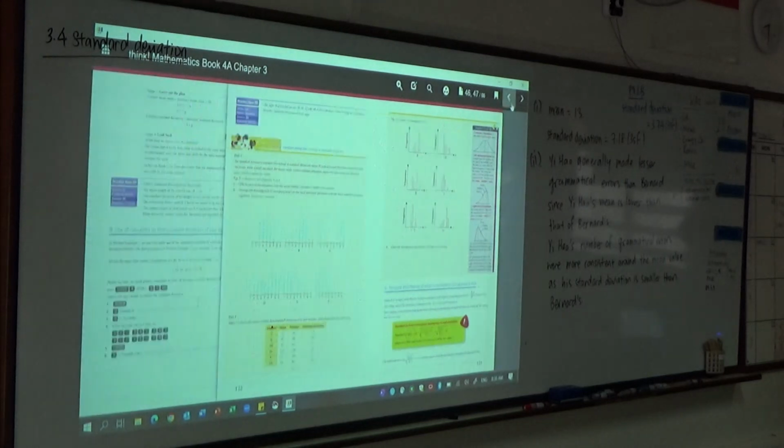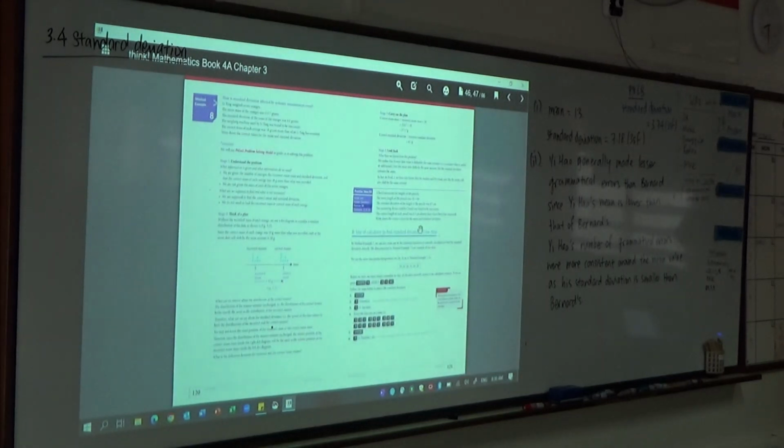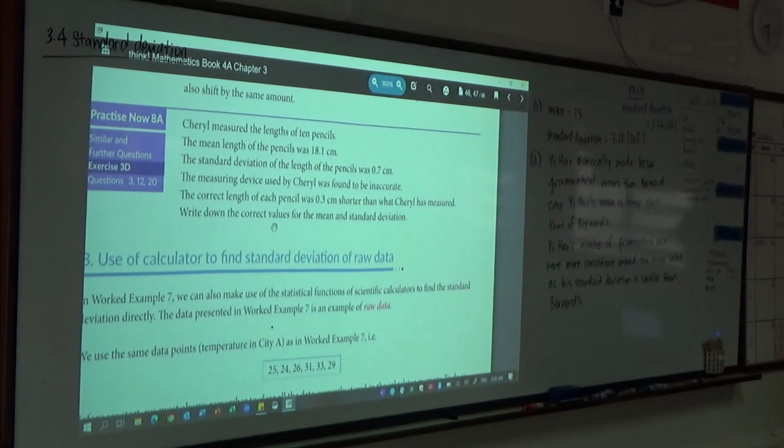Instead, I want us to take a look at practice now 8A, which is at page 121.